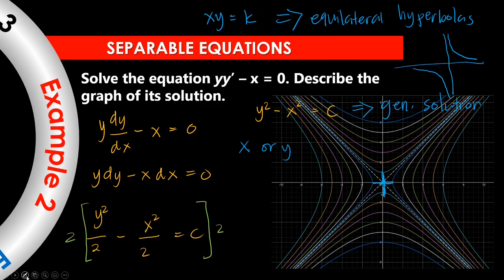Lagay natin, for example, nag-negative yung k. So, ganito yung magiging itsura ng graph natin. Of course, these hyperbolas will never touch the y-axis and the x-axis because sila yung asymptotes natin.